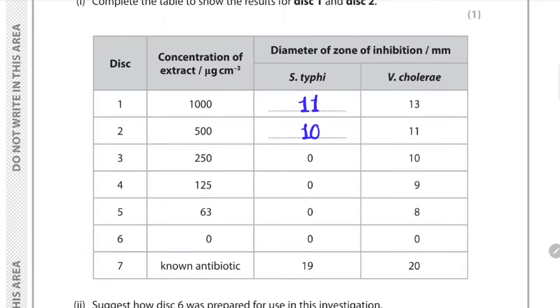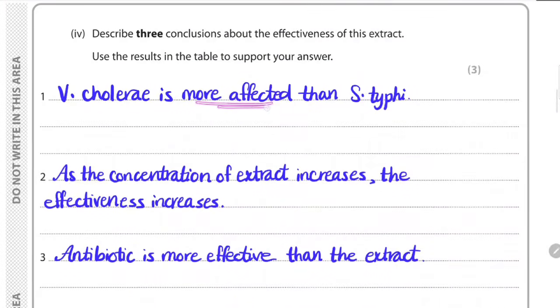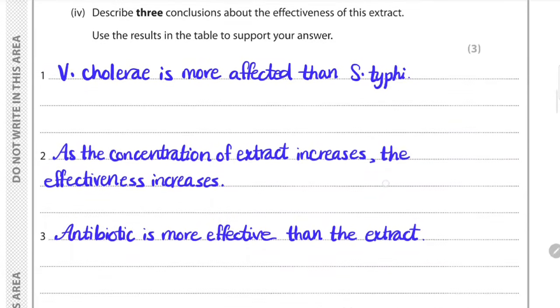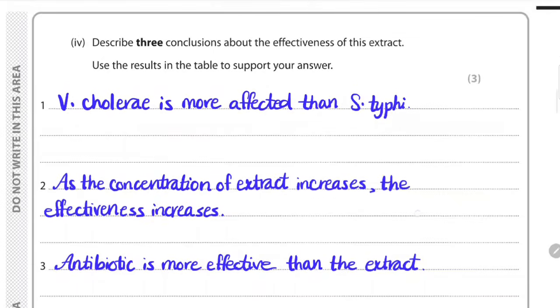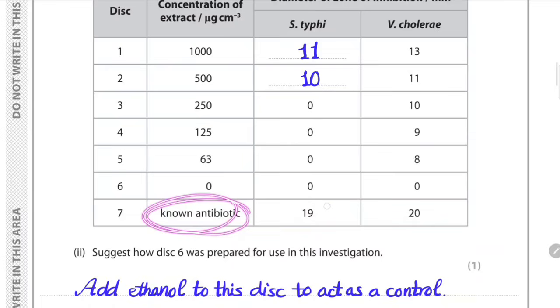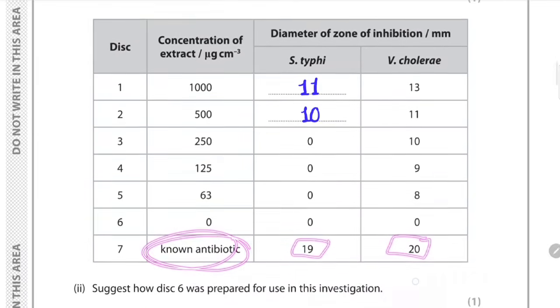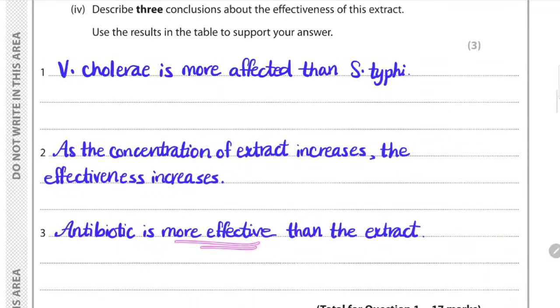Using lesser concentration of the extract is not going to help at all for the S. typhi, but for the V. cholerae it's still working. So I should add this as a conclusion, that V. cholerae is more affected by this extract than S. typhi. Also, you could say that as the concentration of the extract increases, the effectiveness increases, and we don't forget to compare it with the antibiotic we used. The known antibiotic shows a significantly higher effect and higher diameter of the zone of inhibition. So that's also another point I should add, that antibiotic is more effective than the extract.